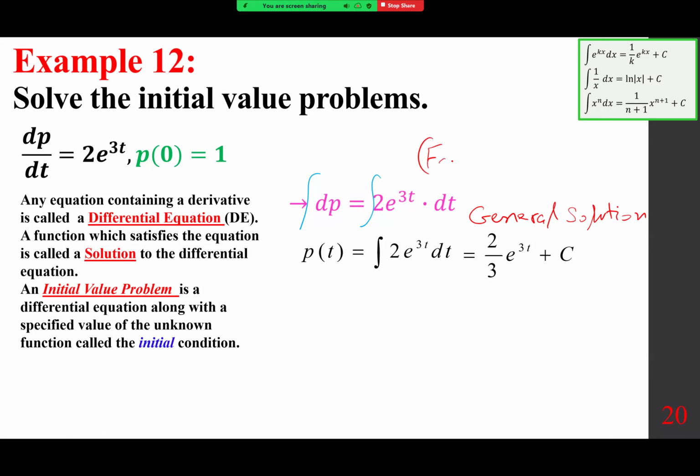Or even a family of functions. What happens here, because of this constant, we are looking at an indefinite integral, and this gives us a general solution. It's a family of functions. There are infinitely many solutions because the constant can be any number. However, the initial value problem gives us a pair, in this case 0, 1. If you replace the independent variable, which is t in this case, with 0, and the dependent variable, which is p of t or y, with 1, you can find the missing value of c.